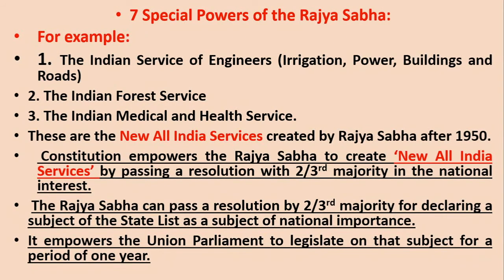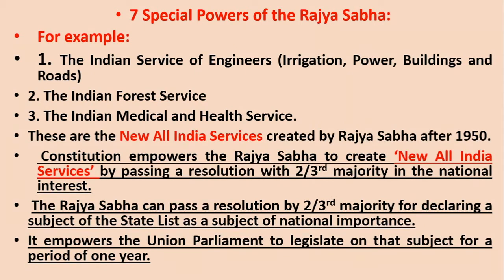Then the Rajya Sabha can pass a resolution by two-thirds majority for declaring a subject of state list as a subject of national importance. It empowers the Union Parliament to legislate on that subject for a period of 1 year. Yes, this is also power of Rajya Sabha.